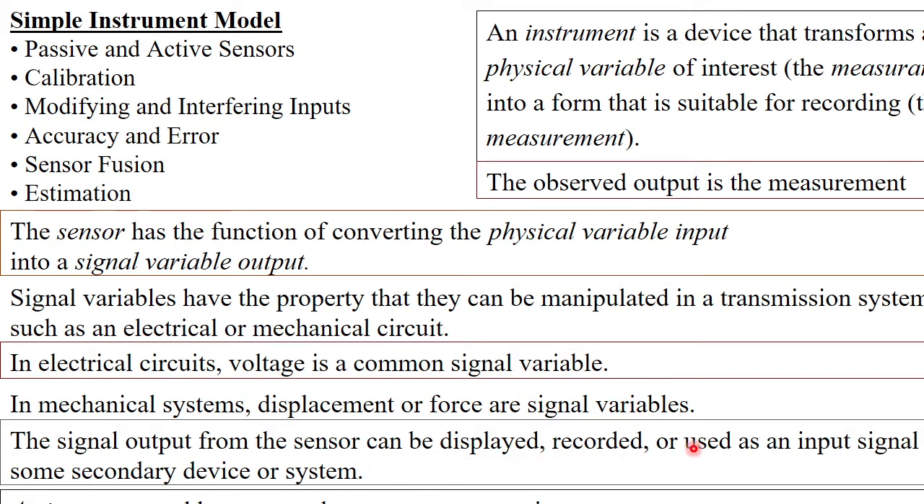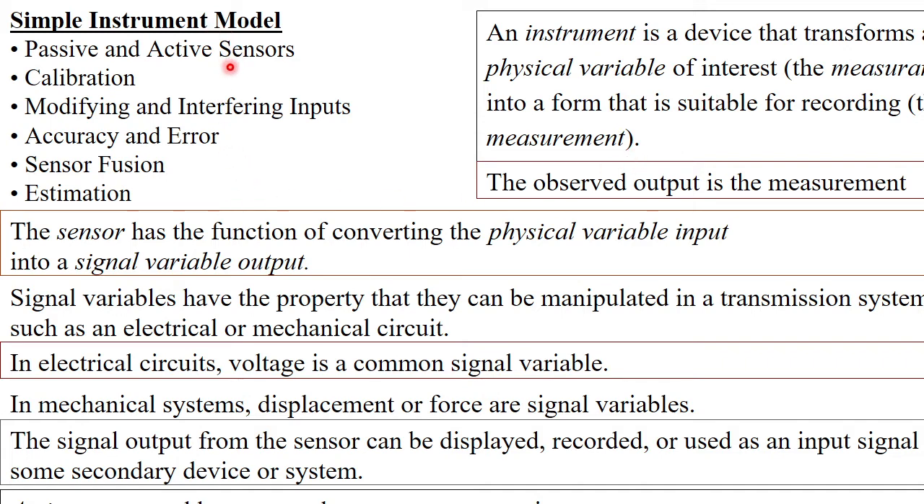This output can be displayed, recorded and input to a secondary device or system, which can be a computer or other thing also, where you can carry out post processing on these results. Okay, straight away you can process that.